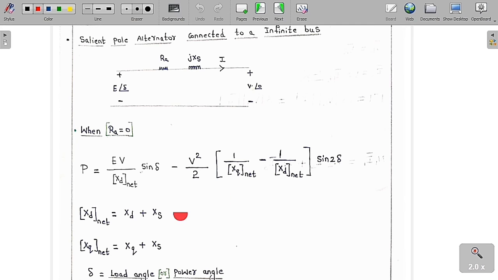This is the easy formula that you always have to remember for the salient pole alternator whenever RA is equal to 0. Whatever the input power is, it is equal to the output power. This is the basic equation, and it is the three-phase power. P is equal to E into V by XD net into sin delta minus V square by 2 into 1 by XQ net minus 1 by XD net into sin 2 delta. XD net is equal to XD plus XS and XQ net is equal to XQ plus XS. Delta is called the load angle or the power angle.